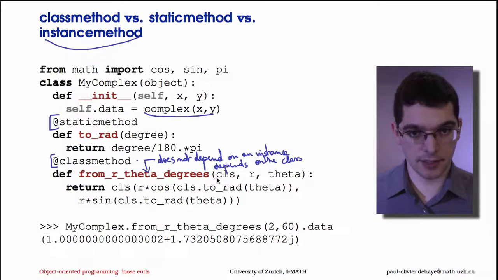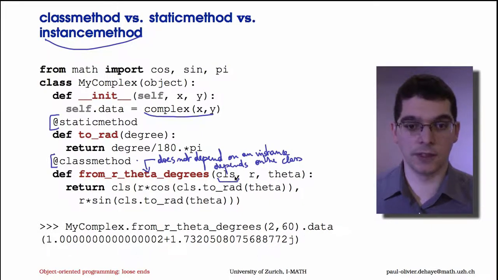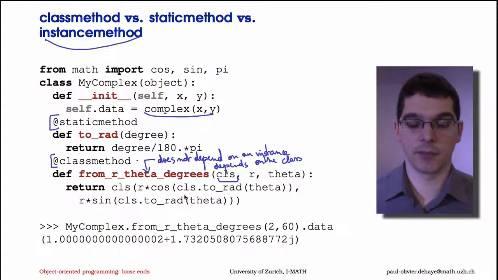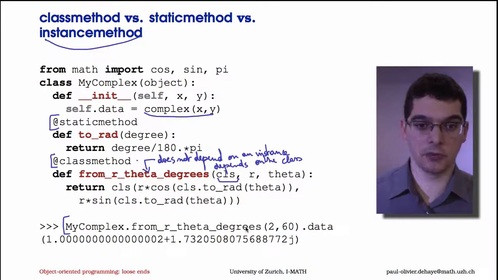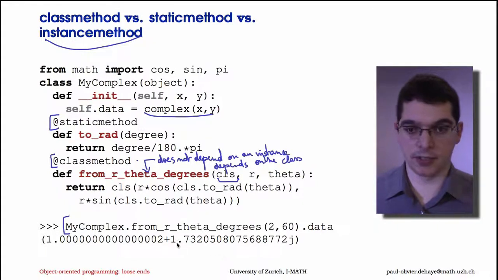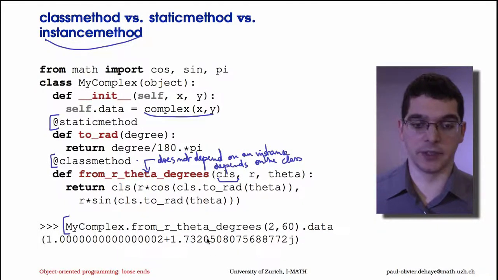So in this case, this is another convention. You don't use self anymore, you use cls to refer to the class. And so this constructor will take r and theta in degrees and will return cls. So here, this is implicitly calling the constructor with r cosine of theta converted to radians, and r sine of theta converted to radians, because theta was originally given in degrees. So this is an example call you would do. You would do myComplex.fromRThetaDegree with 2 and 60, and then let's access the attribute data, and you would get the complex number here, 1 plus 1.7i.